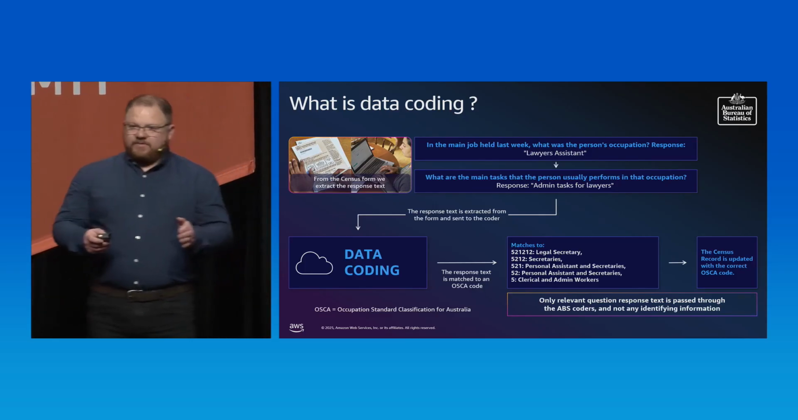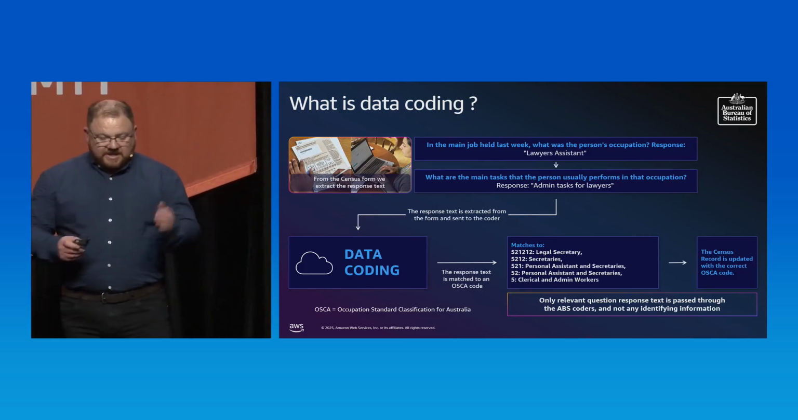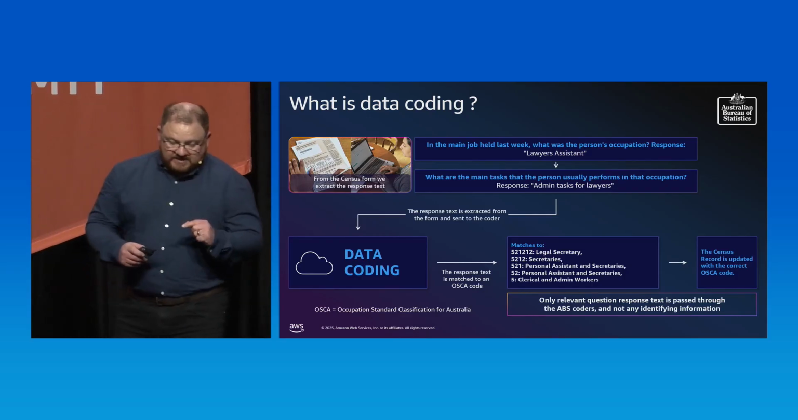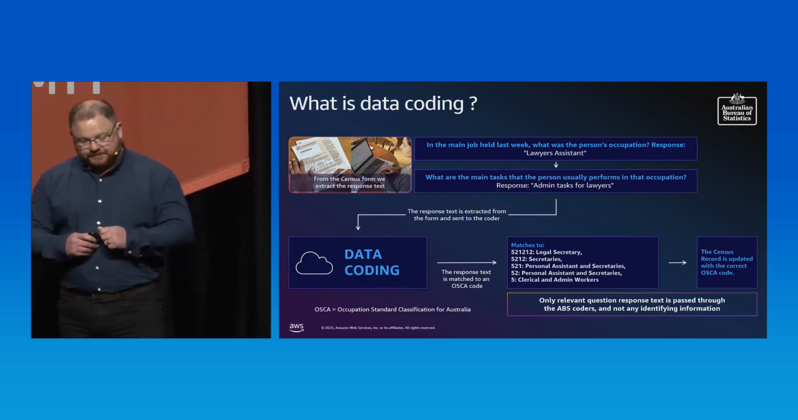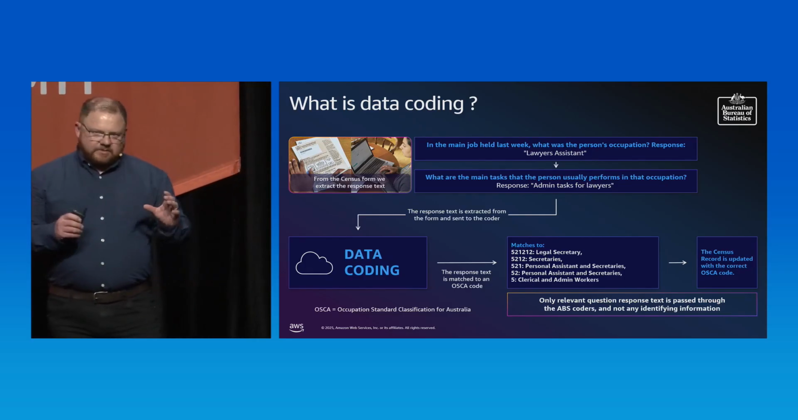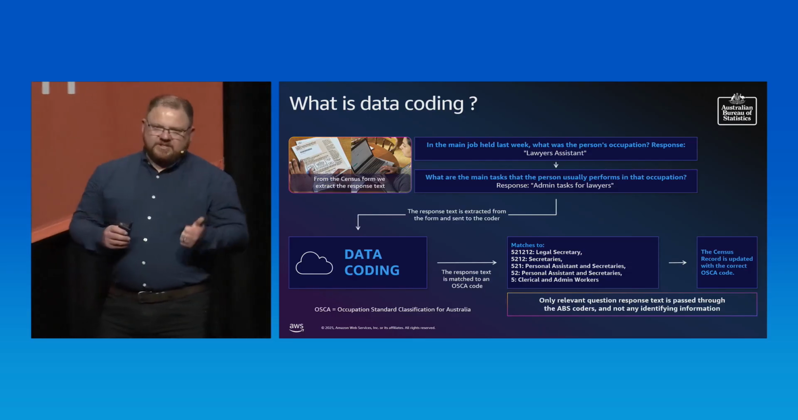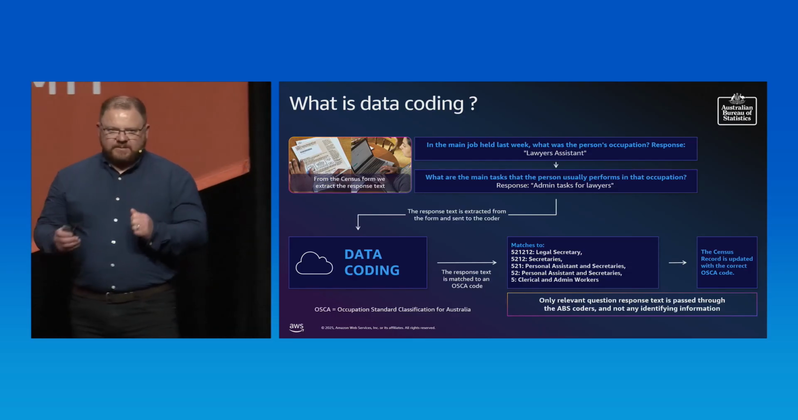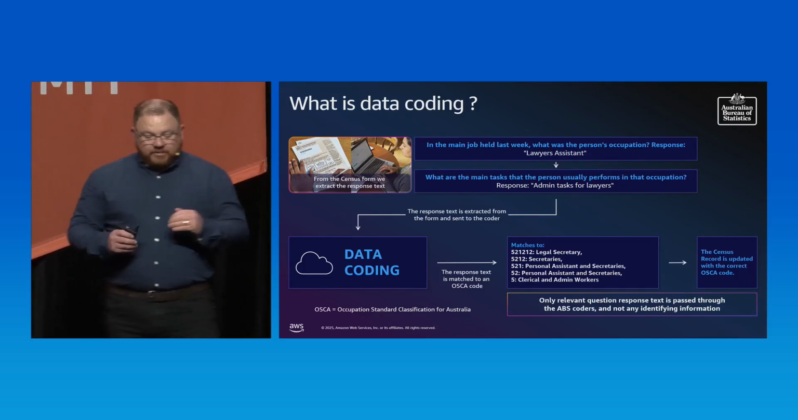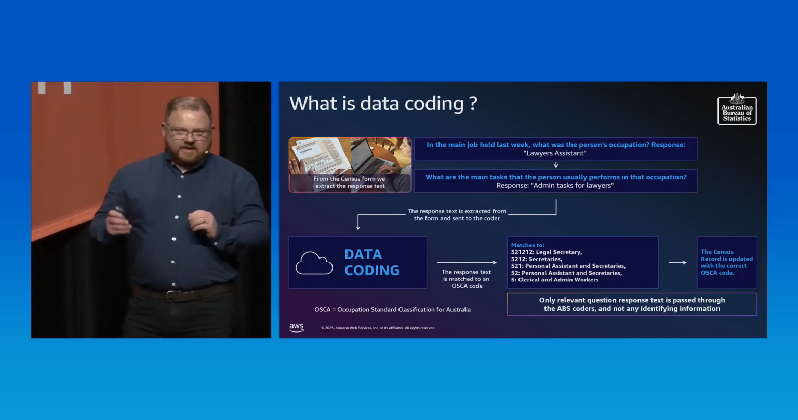And in the response, what we've got here is a lawyer's assistant. The second question, what are the main tasks that the person usually performs in that occupation? And their response there is admin tasks for lawyers. Now our data coding tool takes just those textual responses, so no personal information, no census reference information, just the text, passes that through our data coding tool and produces an occupation classified code.